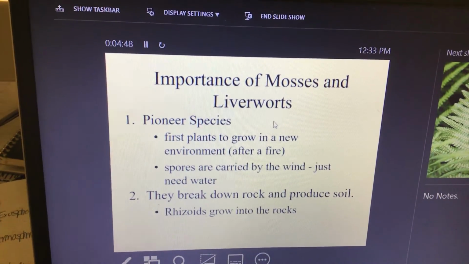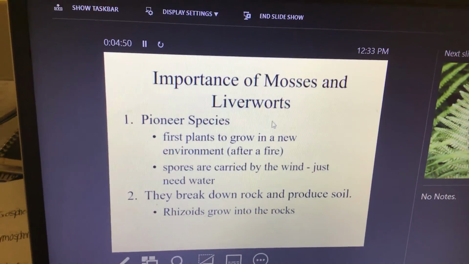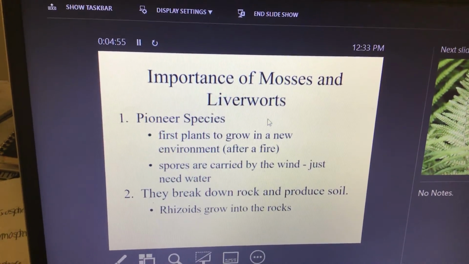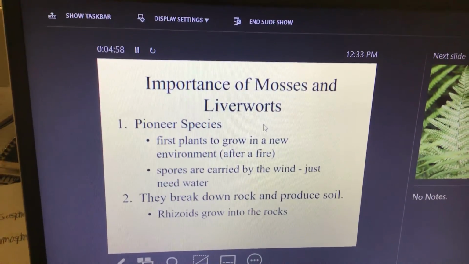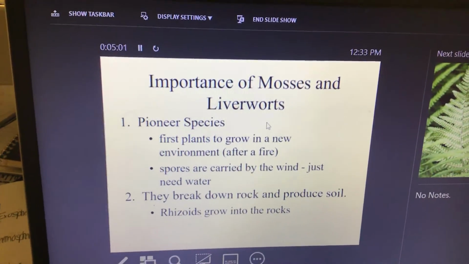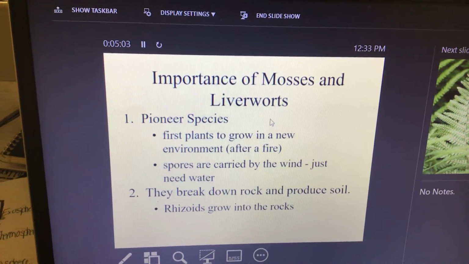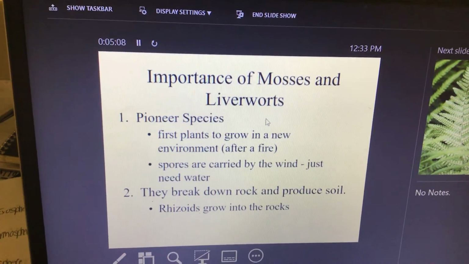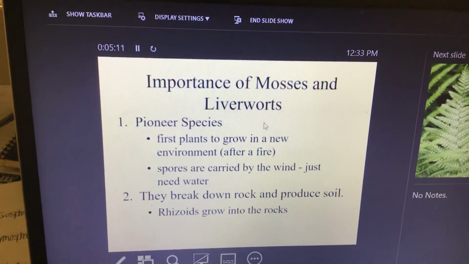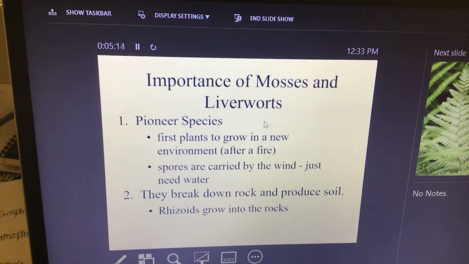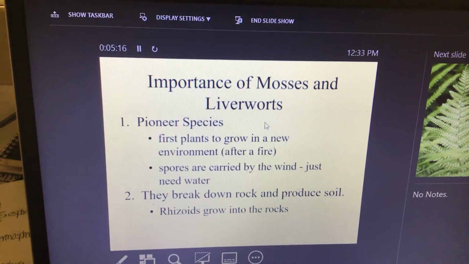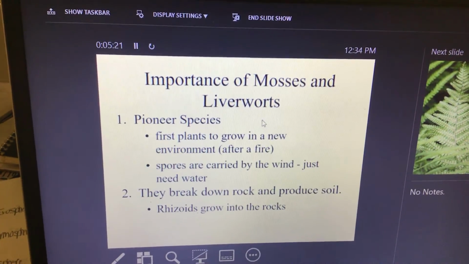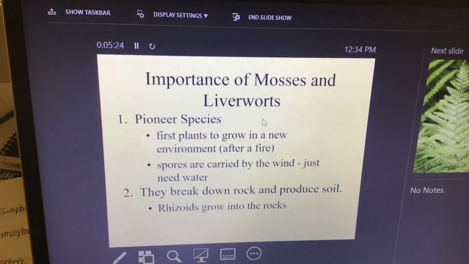If there's something like a fire or a flood that wrecks and kills everything, mosses and liverworts are going to be the first to grow, because all that needs to happen is some spores land and we get a little rain and they begin to grow. They're also going to break down rock and produce soil. If I have moss growing on the side of a rock or even a tree, those little rhizoids, those little root-like filaments, are going to break it apart. So those are some benefits of seedless non-vascular plants.